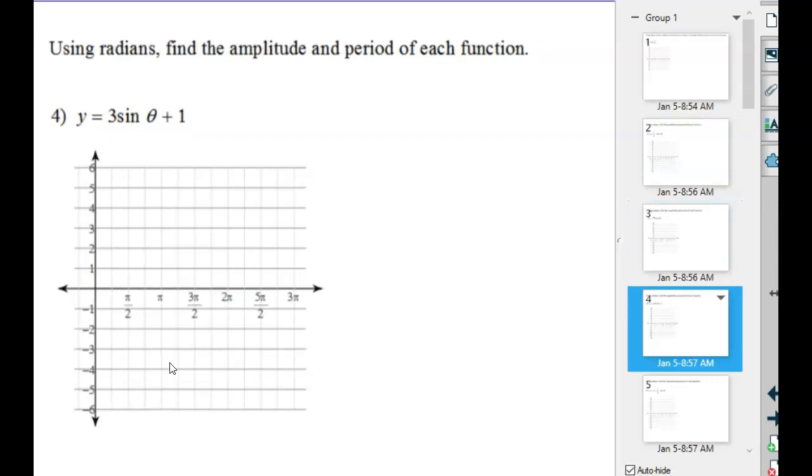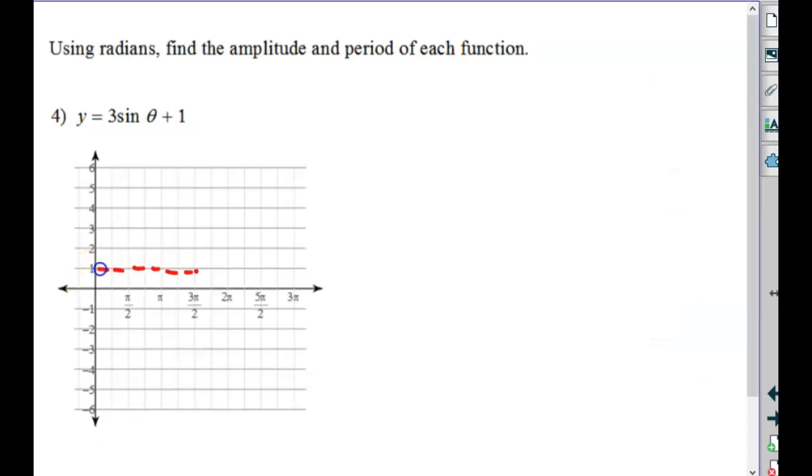Like 4 is not assigned. So if you're going to actually do the graph paper here, this is the midline, right? Goes 3 above that, so it's going to go up to 4. 3 below that would be -2. And where's it going to finish by if there's no B in here? It's going to finish by 2 pi. So halfway there would be pi. It is a sine graph, so it's going to do what? Start at the midline, go up.